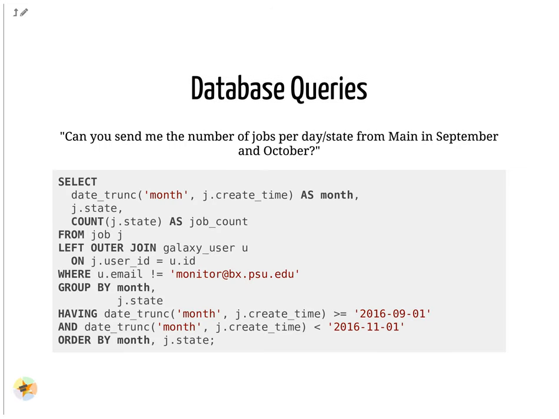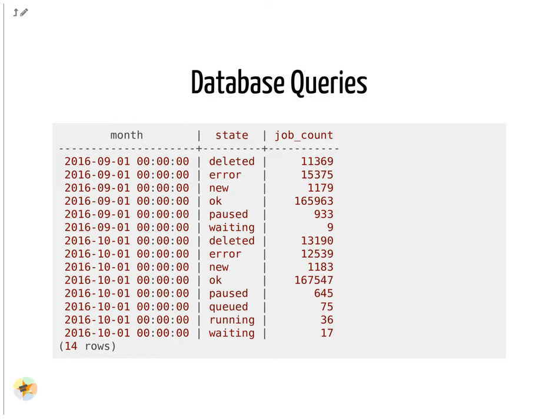We often get requests like how many jobs were run in a time period, and did they finish successfully? So we write some SQL like this. As an admin, you'll want to understand SQL. Here is the output of such a query.